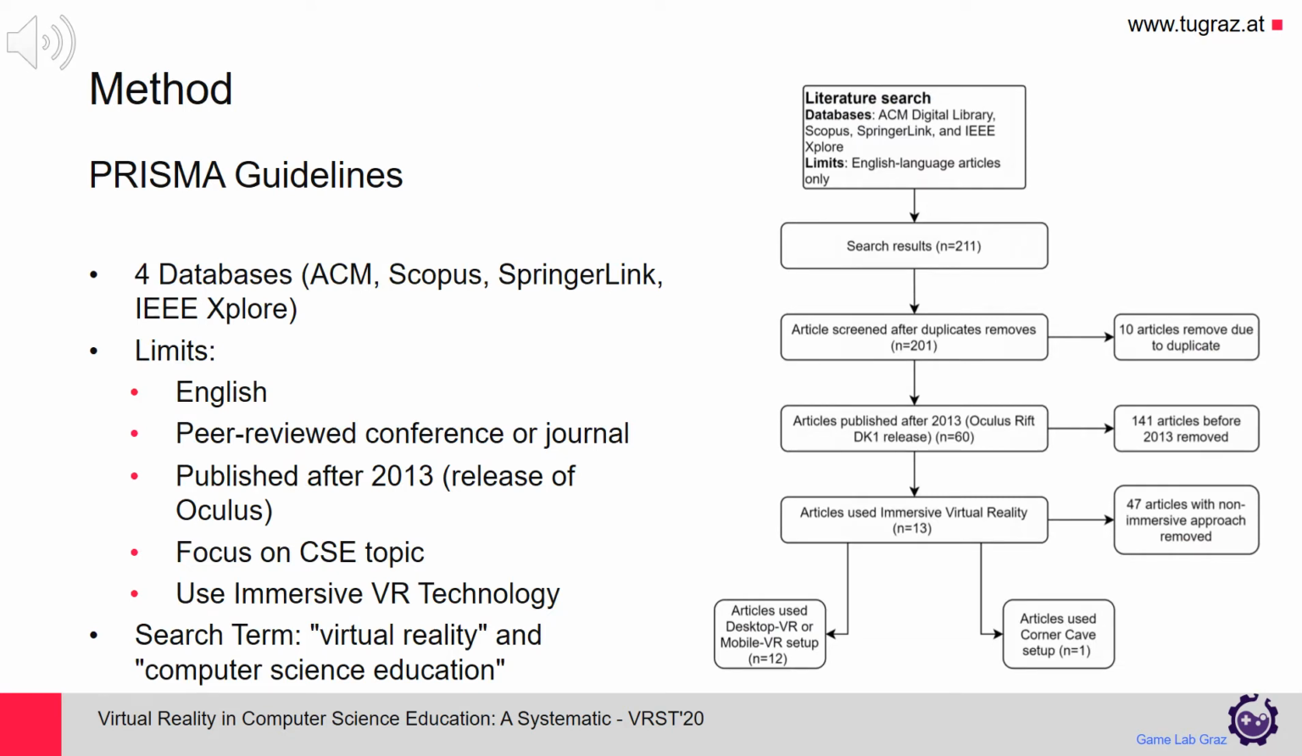To follow a rigorous and transparent approach, we use the PRISMA guidelines for conducting systematic reviews to gather the literature. For the joint search terms virtual reality and computer science education, we gathered 211 initial results from ACM, Scopus, SpringerLink, and IEEE Explorer. For the further analysis, we exclude duplicates and articles that were published before 2013, which can be considered as a year in which consumer virtual reality took off.